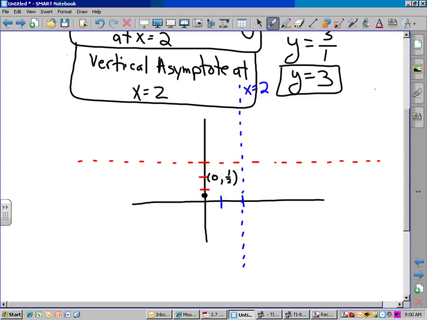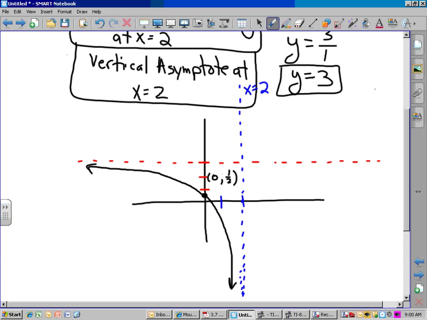The graph now must approach the asymptotes. It has to get closer and closer to the horizontal asymptote. It has to get closer and closer to the vertical asymptote. Never actually touching, but getting closer and closer.